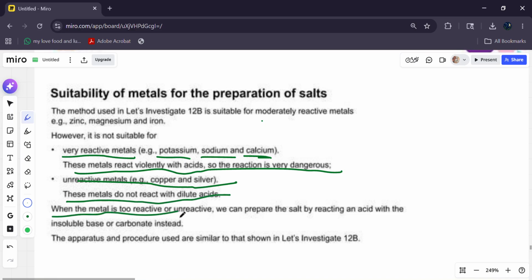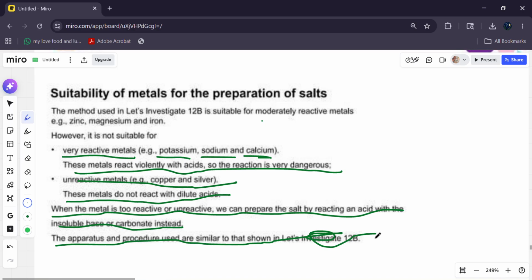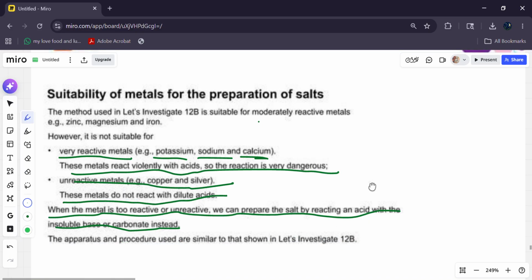When the metal is too reactive or unreactive, we can prepare the salt by reacting an acid with the insoluble base or carbonate instead. The apparatus and the procedure used are similar and shown in Let's Investigate 12.b, which is only shown in your textbook, but I can do and explain.